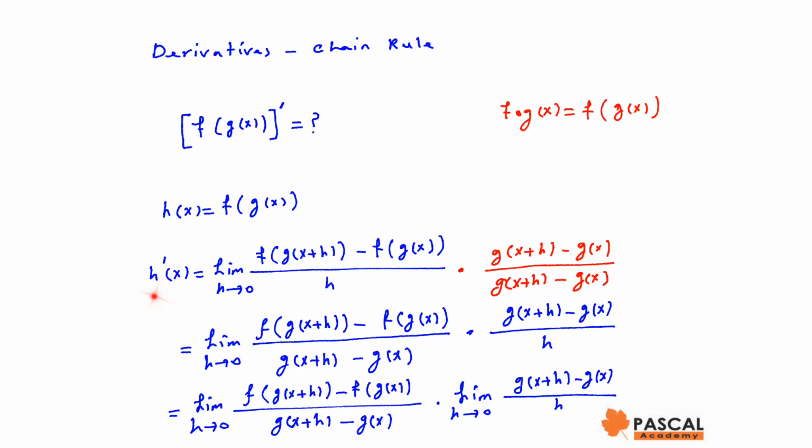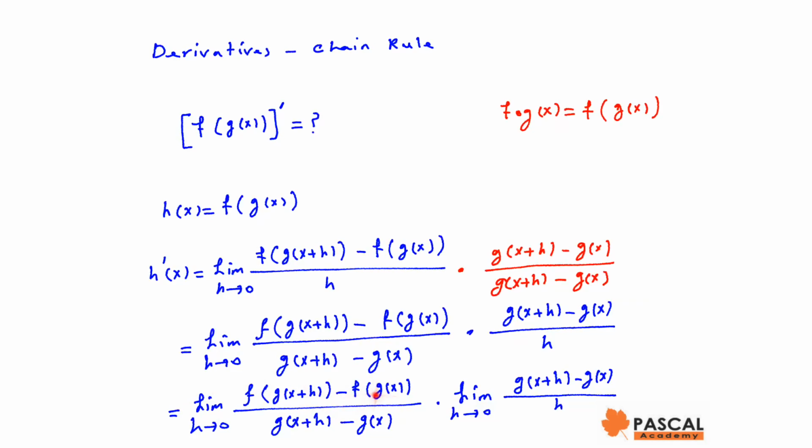By definition, the derivative of h of x is the limit of f of g of x plus h minus f of g of x over h as h approaches 0. We multiply and divide this fraction by g of x plus h minus g of x, and rewrite it in the form of f of g of x plus h minus f of g of x divided by g of x plus h minus g of x, times g of x plus h minus g of x over h.